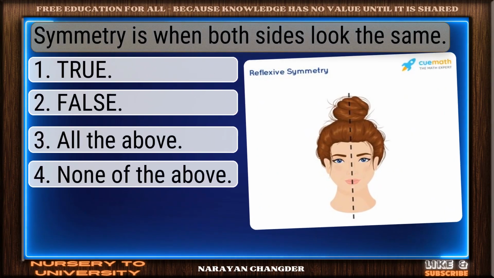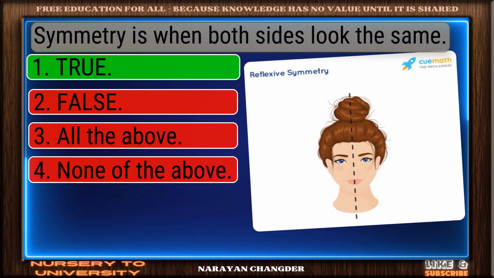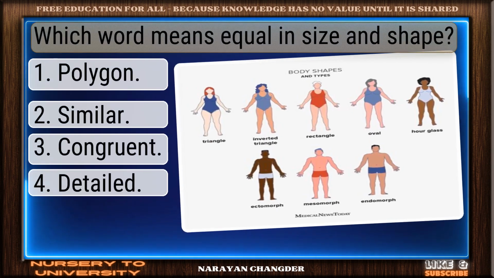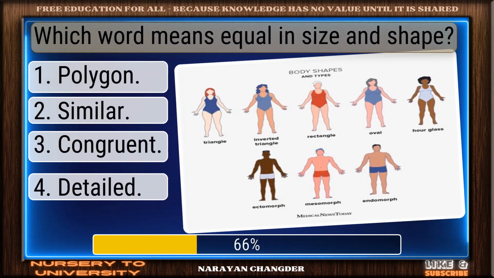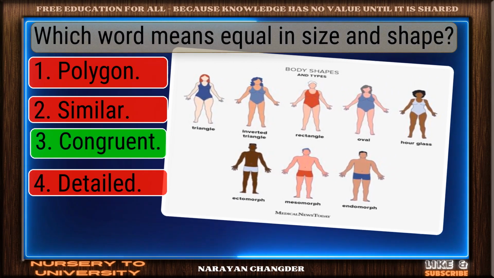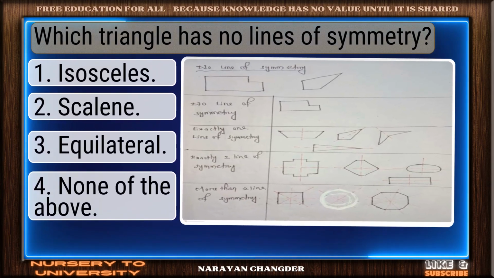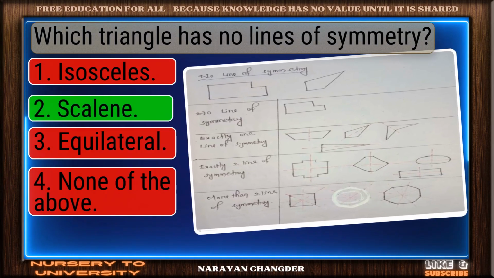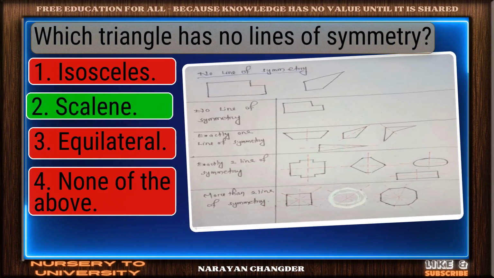Symmetry is when both sides look the same. Great job. True is the accurate answer. Which word means equal in size and shape? Clear logic. Your choice congruent is sound and 100% true. Which triangle has no lines of symmetry? Nice selection. Scalene is the correct and valid answer.